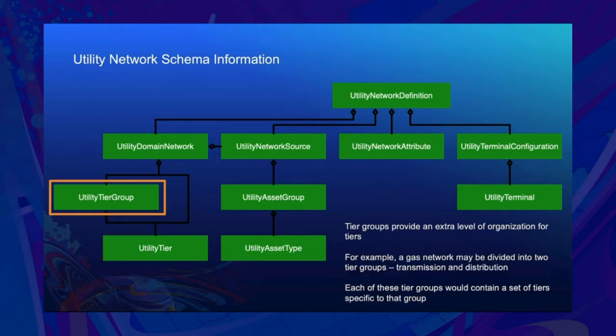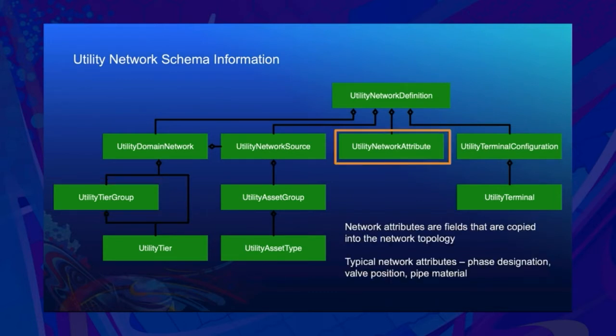So tier groups provide an extra level of organization. Typically, these are used with pipe networks, so you can divide a network into different tier groups, like, for example, transmission and distribution, and each of the tier groups would contain a set of tiers specific to that group.